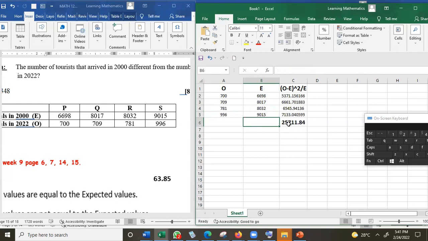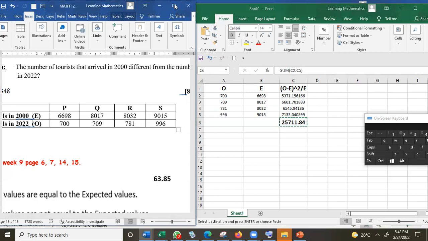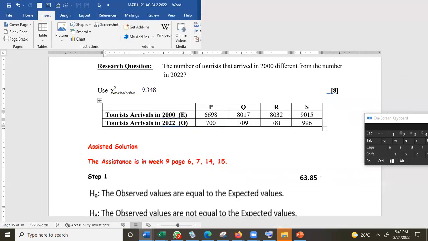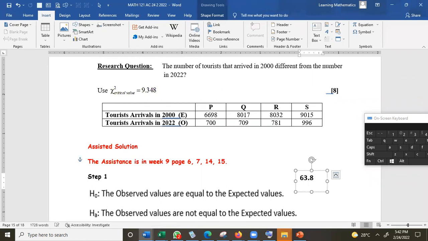Don't worry about it because of the squaring. That number subtracted and squared will give you a very big number. That is normal with chi-square. Okay, test statistic. We copy this and put this in our text box. Here it is, chi-square test statistic. Control V. All right. Round off to 2 decimal places.